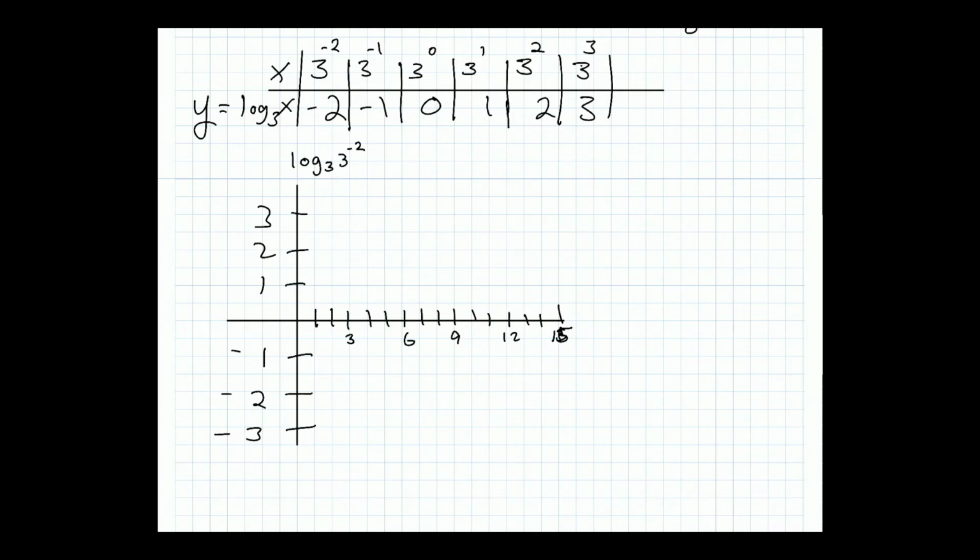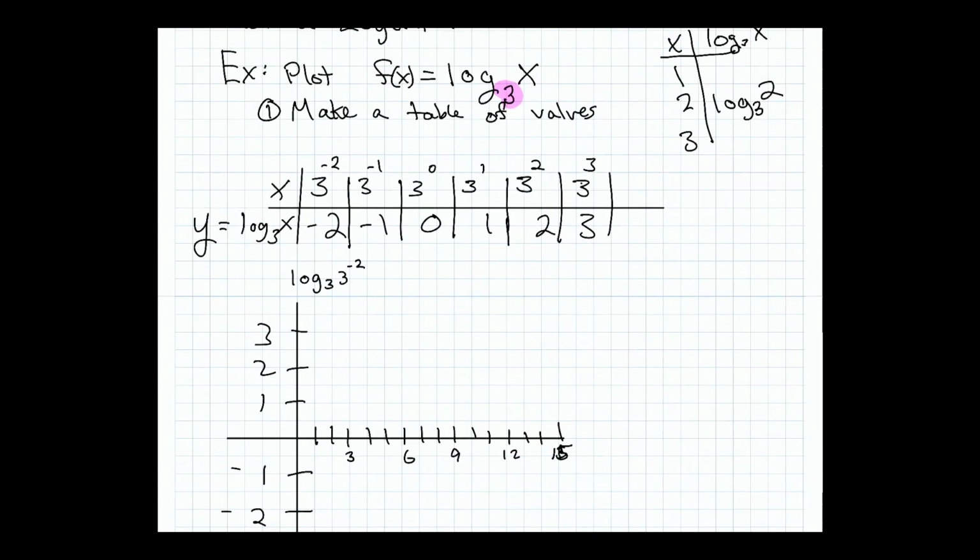Now we just need to go through and plot points. You do need to understand exponents in order to do this, right? For example, what is 3 to the -2? You need to understand that that is 1/9. 3 to the -1 is 1/3. 3 to the 0 is 1. 3 to the 1 is 3, 3 to the 2 is 9, 3 to the 3 is 27. So those are my x values. All right, let's make a plot.